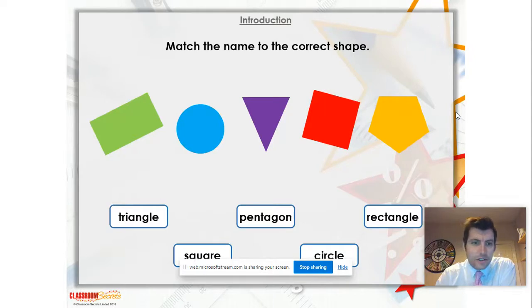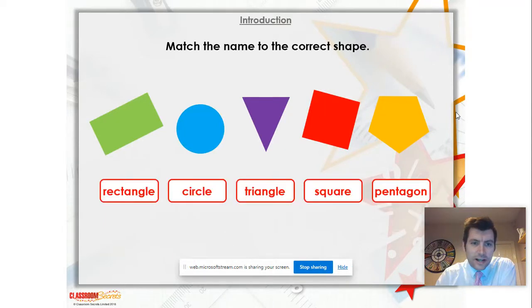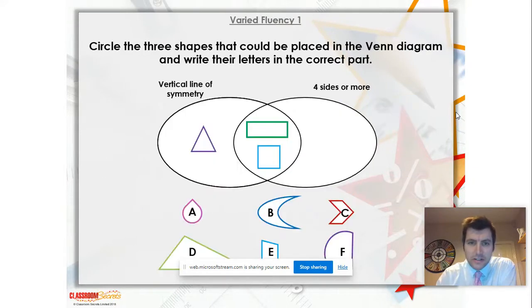Great stuff, guys. I'm sure lots of you have identified correctly that we've got a rectangle, then a circle, a 3-sided shape, which is obviously a triangle, our regular quadrilateral, which is called a square, and our pentagon, our 5-sided shape. So well done if you've managed to do those.